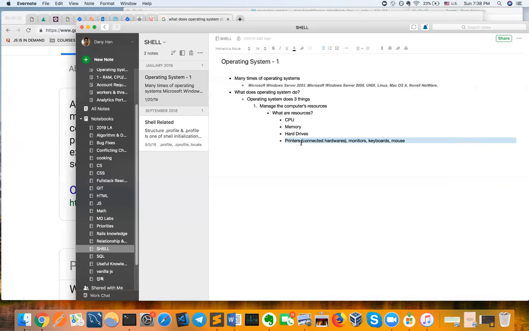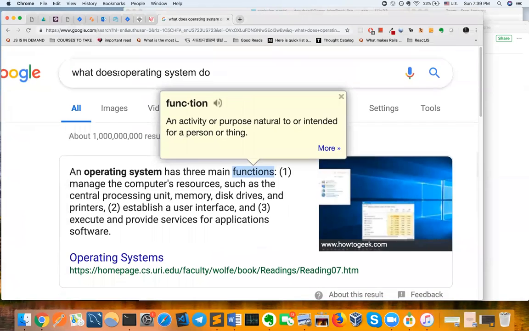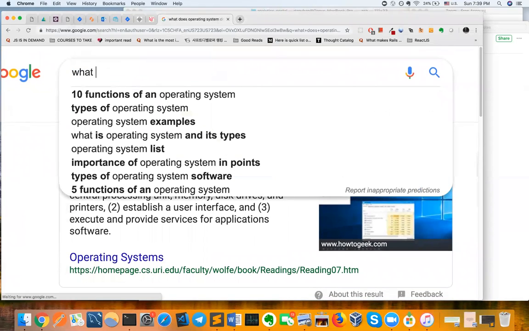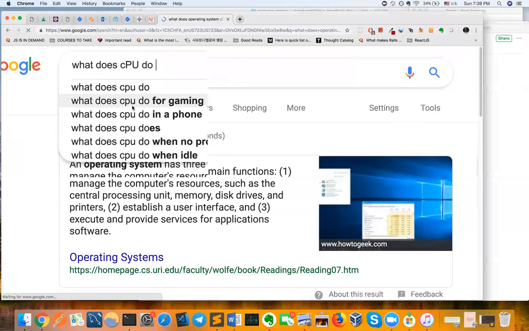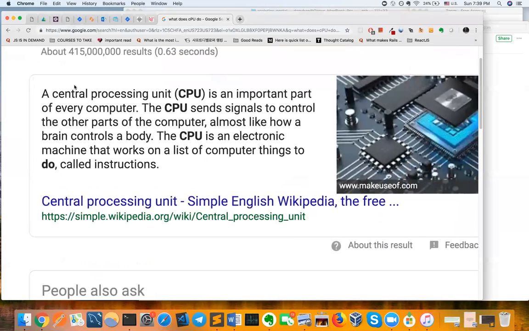And so what is a CPU? What do you think CPU is? That's the memory that lets you run the programs pretty much. That's really good. So, okay, an operating system does three things. The operating system controls the CPU. So what is a CPU? CPU is an important part of every computer. CPU sends signals to control other parts of the computer, almost like how a brain controls a body. So that is the brain.